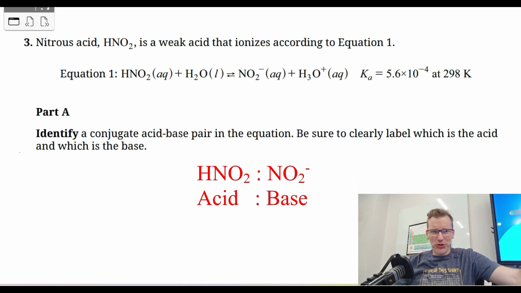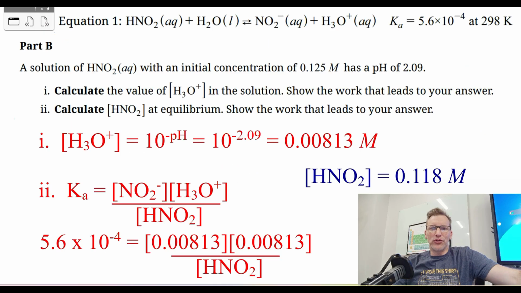We were talking about nitrous acid. HNO2 is a weak acid, and you can see the Ka is 5.6 times 10 to the -4. You know it's a weak acid. We have to identify a conjugate acid-base pair and label them. So we have HNO2 as an acid, and the NO2 minus is its conjugate base. You could have used the H2O as a base and the H3O plus as the acid as well, but I went with the HNO2 and the NO2 minus.